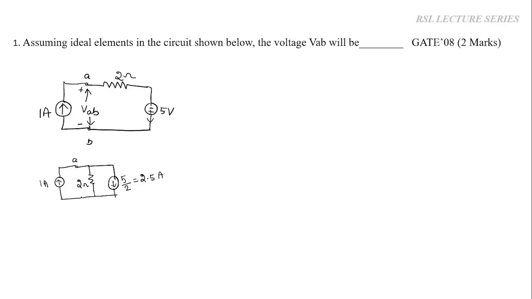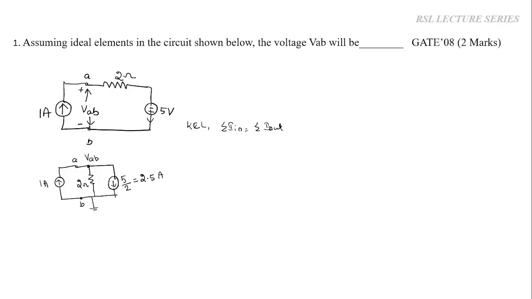Here we have the node B. This is a common node. So here we have to write a node equation. Here this is node VAB. So we have to find out the VAB voltage by using the KCL equation. Kirchhoff's current law states that at a particular node, the sum of the incoming currents is equal to the sum of the outgoing currents.